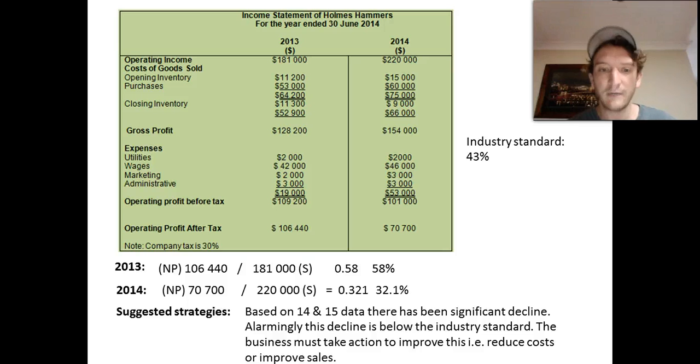So we have a problem, right? So based on the 14-15 data, there is significant decline. Alarmingly, this decline is below the industry standard. The business must take action to improve this, reduce costs or improve sales. Okay, it has a big problem.